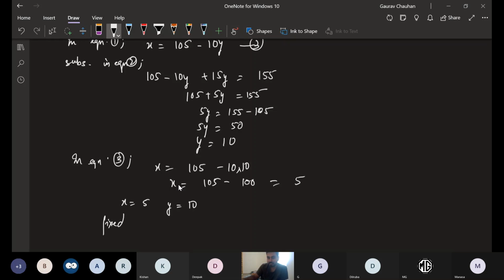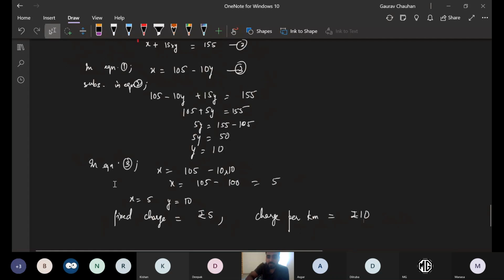Basically, I have to write the final answer, guys. Fixed charge is equal to rupees 5 and variable charge, or you can write charge per kilometer, is equal to rupees 10.